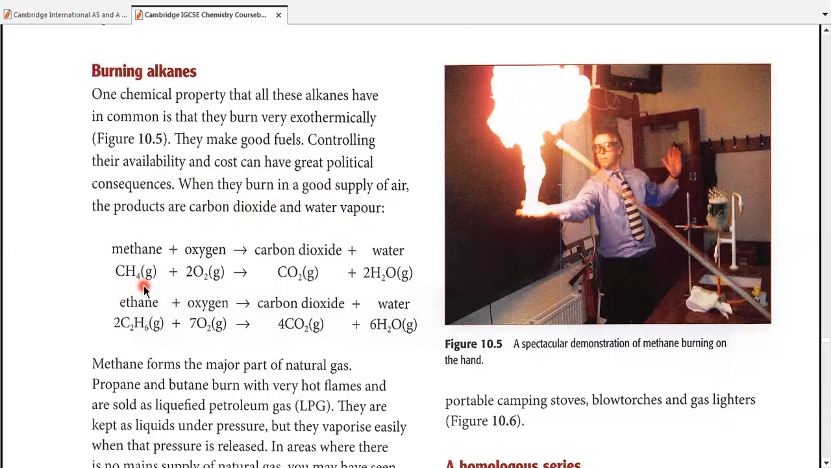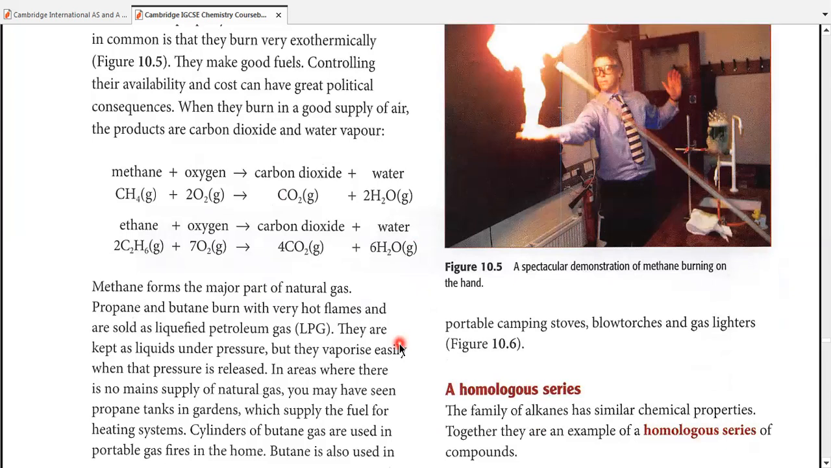Take a look. Methane, which we know by the name of natural gas, or commonly in Pakistan is known by the name of sui gas. The gas that we use in our homes to cook our food and for other different domestic purposes. Methane, CH4, is burning in the air with oxygen gas, and it's producing carbon dioxide and water. I hope you're familiar with this reaction already, but in case of IGCSE, this reaction is important when we do it with other alkanes as well.